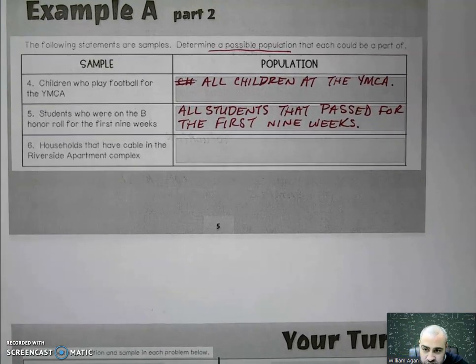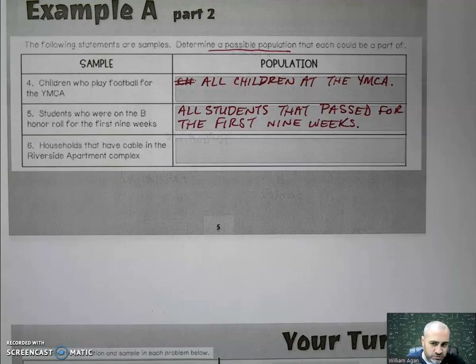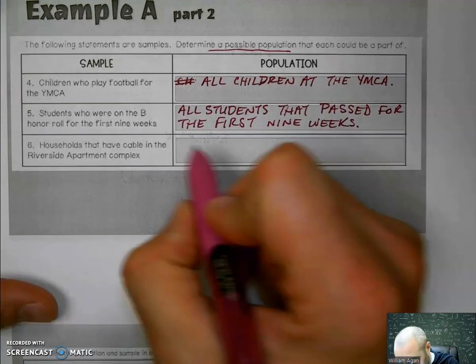Okay, and number 6, households that have cable in the Riverside apartment complex. Okay, that's a smaller group. What could that group belong to? What bigger group could that group belong to? How about everybody in the Riverside apartment complex? All households, not just the ones that have cable, but all of them.